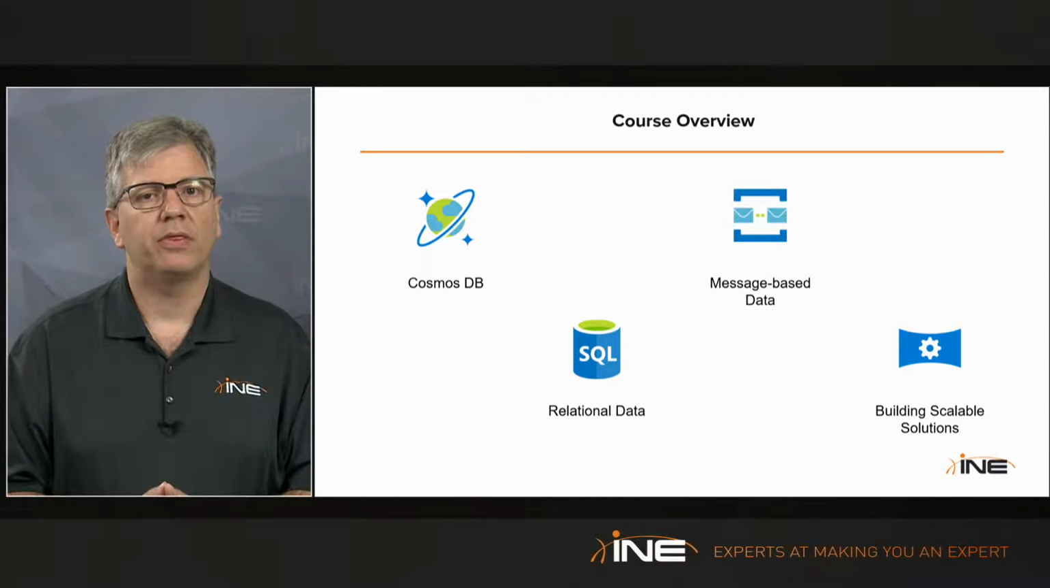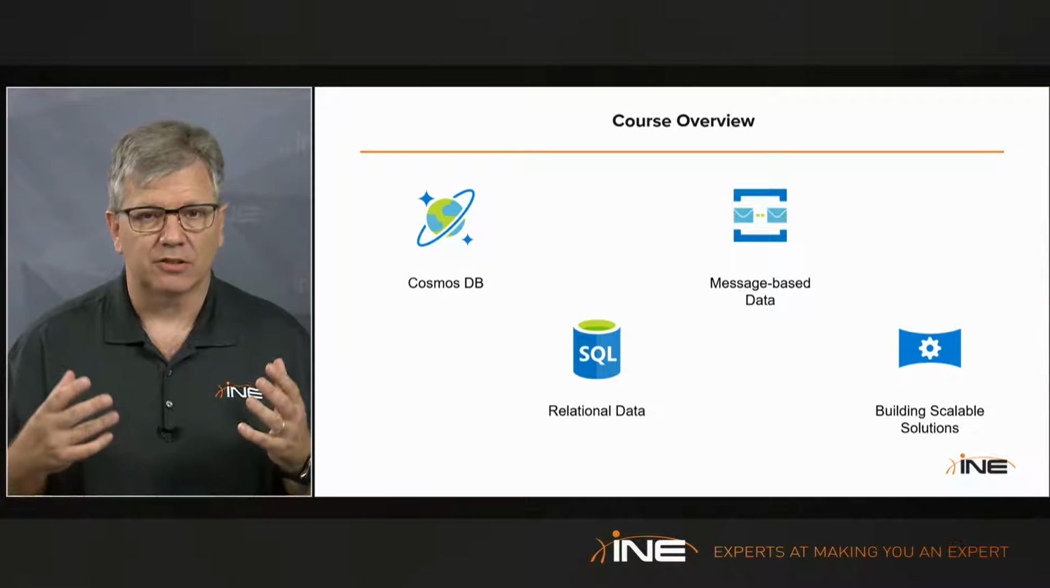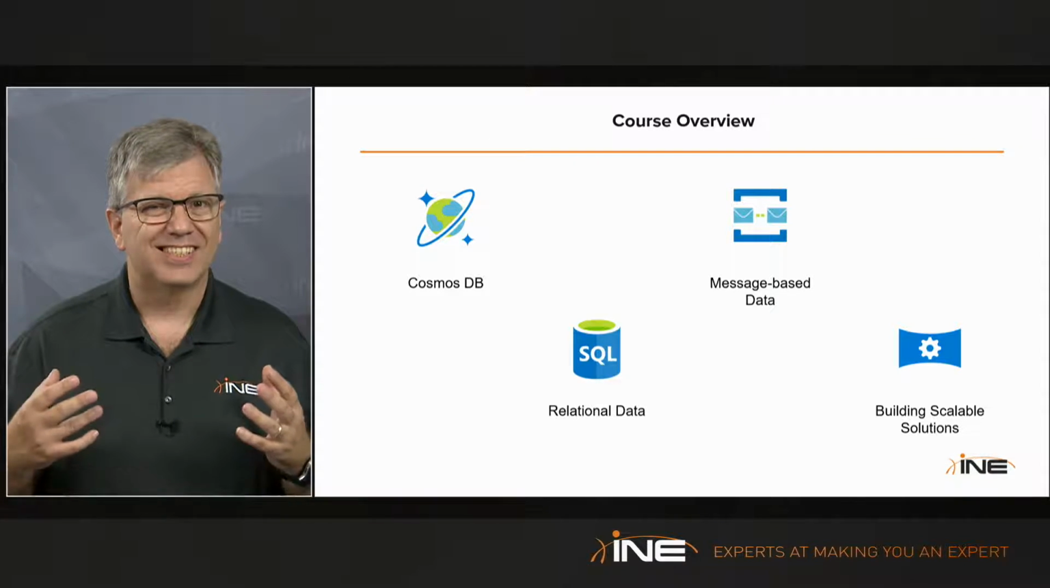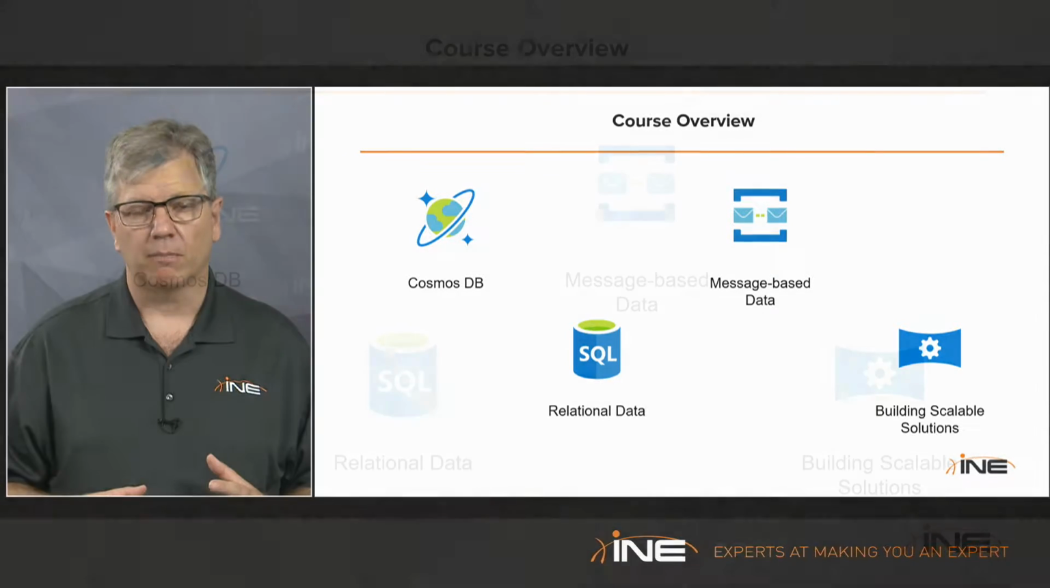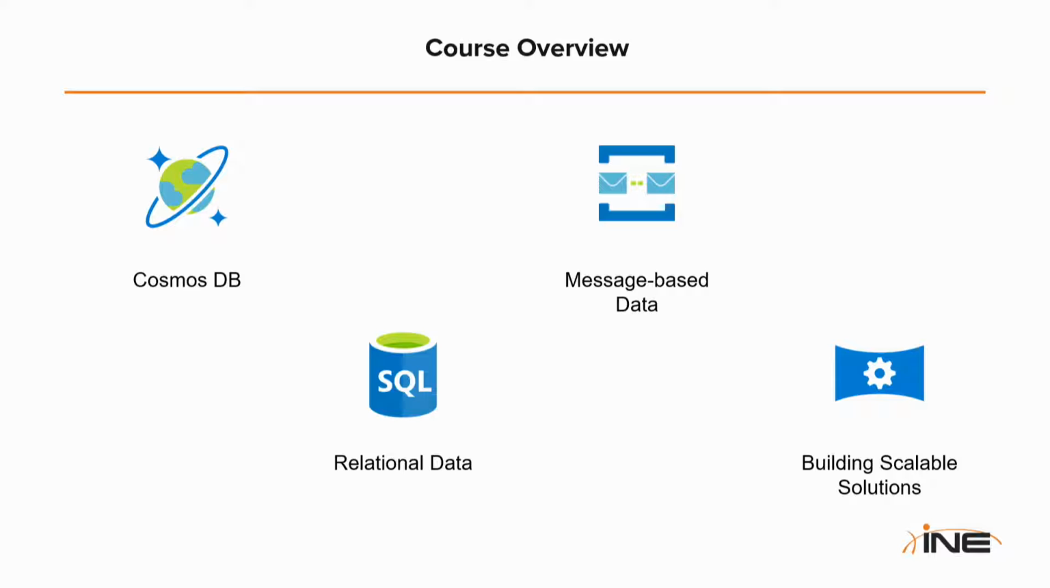Let's talk about what this course entails. There's really four different sections to this course. The first section is Cosmos DB. Now, Cosmos DB, if you're not familiar with it, this is really the golden child of Azure from Microsoft's perspective. It is where they want you to work with all of your non-relational data needs. Well, not quite all, but a lot of them. And we'll talk about it.